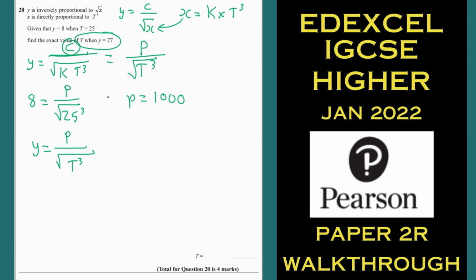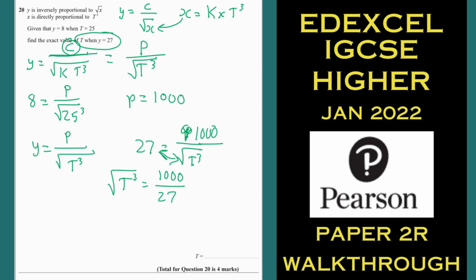Now we can insert that y is 27. So 27 equals P over the root. And the quick way of rearranging these is times both sides by the root of t cubed, divide both sides. Oh, hold on, sorry. We know that P is 1,000, that helps. So these two, you can essentially flip them around. Take the root of t cubed to the top left and take the 27 to the bottom.